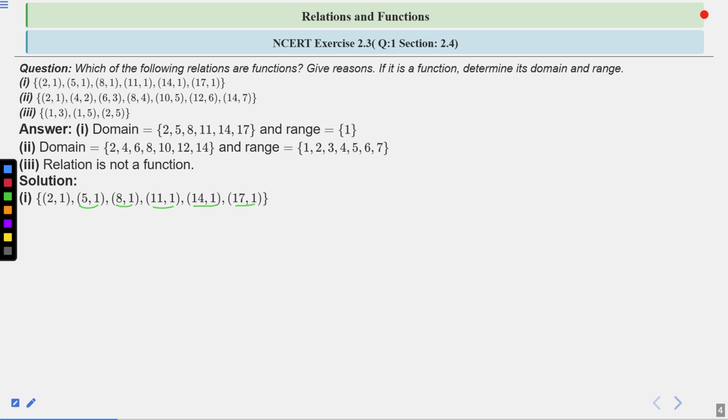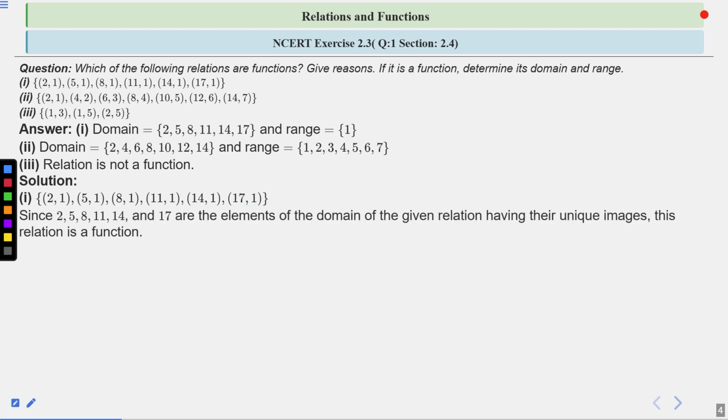And if you recall the definition of domain, in order to get the domain set, what you have to collect? You have to collect all the first elements from the ordered pairs which are in the relation. Clear? So collecting all the elements, you will get your set of domain. So clear? So since all elements have unique images, this relation is a function with the domain set as 2, 5, 8, 11, 14, 17 and range set as 1.